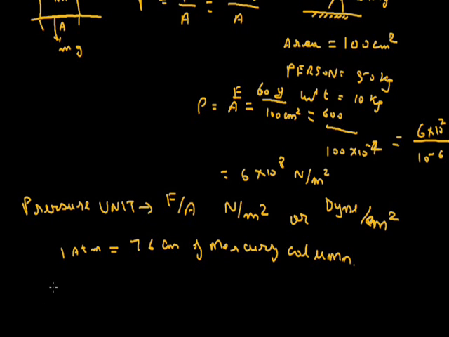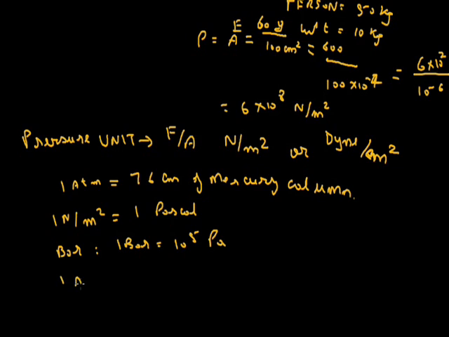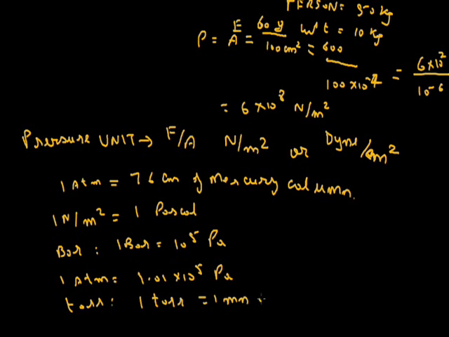Just to remind you one thing, 1 Newton per meter square is equal to 1 Pascal. Another unit is bar, and 1 bar is equal to 10 to the power 5 Pascals. 1 ATM is 1.01 into 10 to the power 5 Pascals. Another unit is torr, and 1 torr is equal to 1 millimeter of mercury.